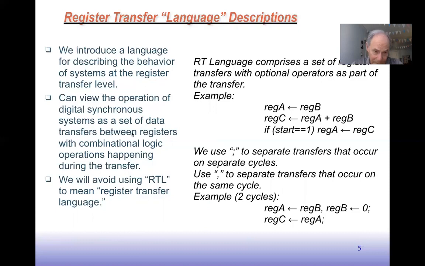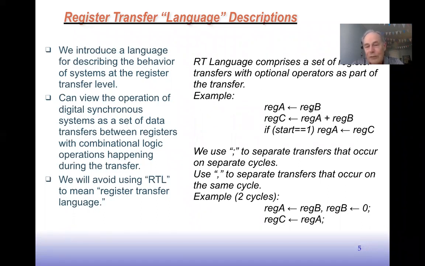As I said before, we can view digital synchronous systems as a set of data transfers between registers with combinational logic operations happening during the transfer. I'm not going to call this RTL because that is really used for register transfer level description. I'll call it RT language when I need to refer to it by name. What makes up this language is a set of register transfers with optional operators as part of the transfer. So here's an example.